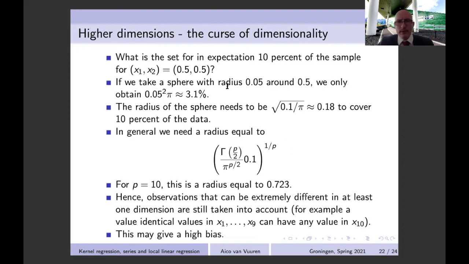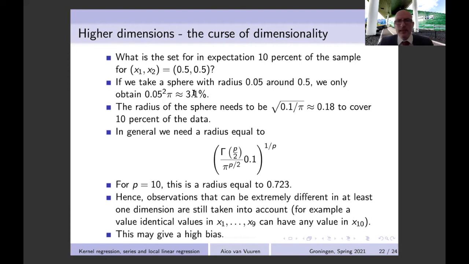The reason behind that is that if we look at the probability that a particular observation is in that circle around 0.5 and 0.5 with this radius, well, that's only equal to 0.05 squared times pi, and that's only 3.1%. So in that case, we're not going to get 100 observations out of 1,000, but we're only going to get around 30. So that's not too much.